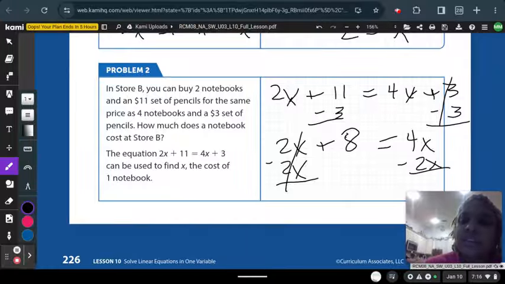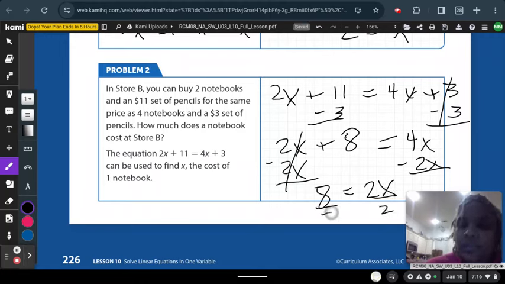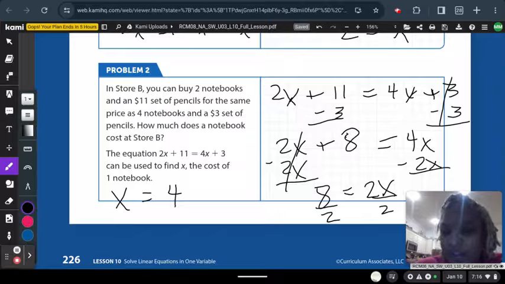variables, bring that to the same side. This cancels, and I'm left with 8 equals 2x. The coefficient in this case is 2, so we can divide both sides by 2. X equals 4. So the cost of the notebook is $4.